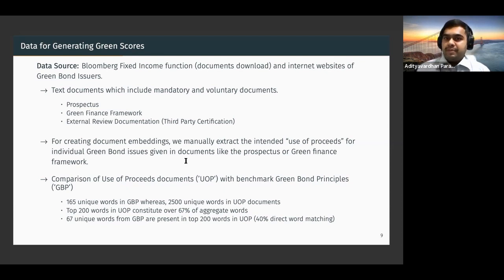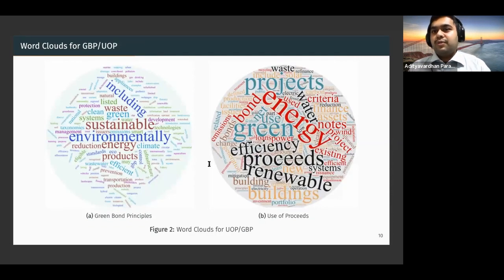To put it into perspective, the top 200 words in the use of proceeds constitute over 67% of the words, which means that the top 200 words are the key words to focus on. And from those top 200 words, 67 unique words from the green bond principles are present in the top 200, which means that there is a direct matching of those two documents.